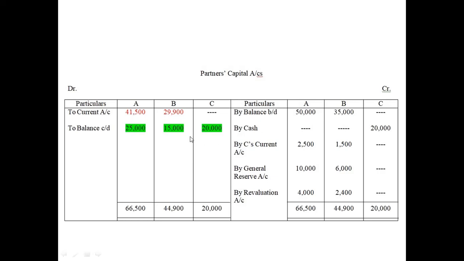Similarly for B also we will do the same thing. The total of debit side is only 15,000, whereas the total of credit side is more. Okay, so you do the total here, it will be 44,900. Now write the same total here, 44,900, and now subtract 15,000 from it. How much you will get? You will get 29,900 rupees. Okay, get the total of C. Okay, 20,000, and this partner's capital account is finished.